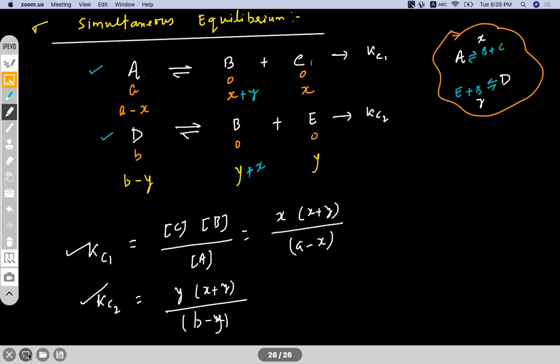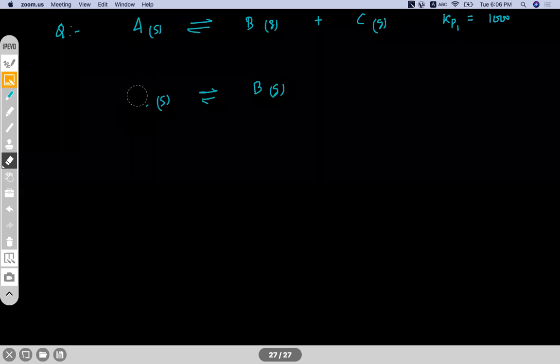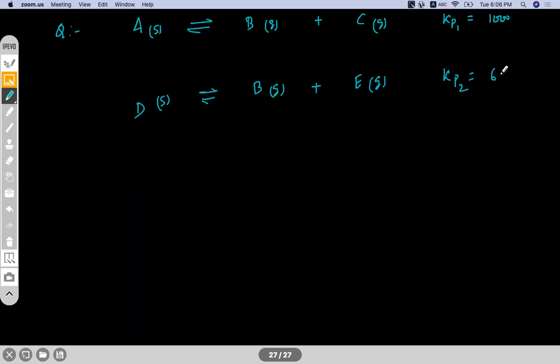Copied? Yeah. Now you see this question based on this. We have two reactions. A solid converts into B gas plus C gas. It is KP1, value is given 1000. Then we have another reactant molecule, that is D solid, gives B gas plus E gas. KP2 is given, that is 600.